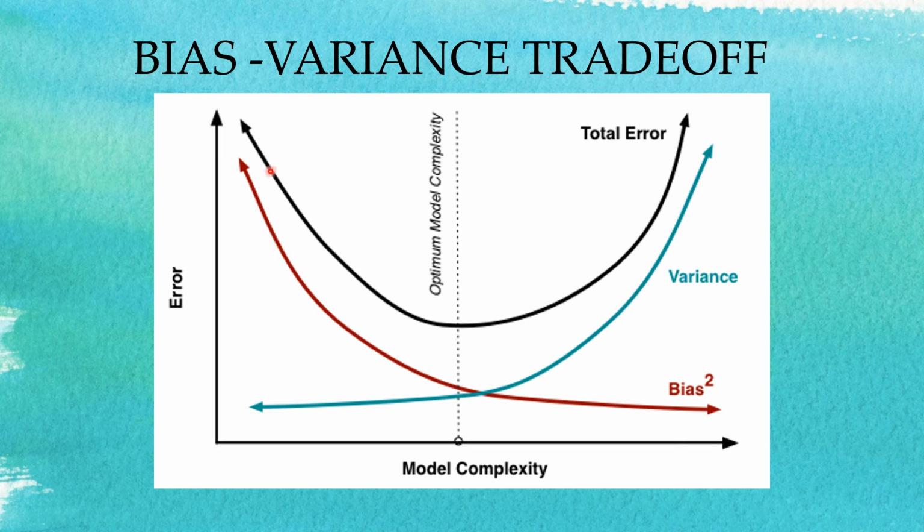So in case of high bias and high variance, we have underfitting model, and when we have low bias and high variance, we have an overfitting model. Our motto is to find the best fit model which has low bias and low variance.